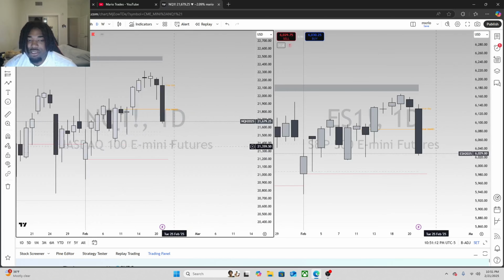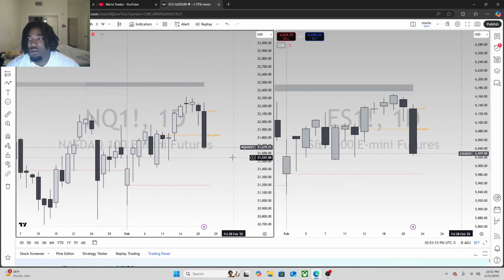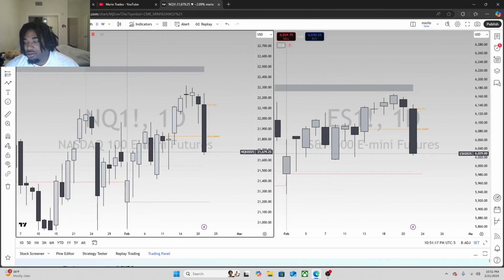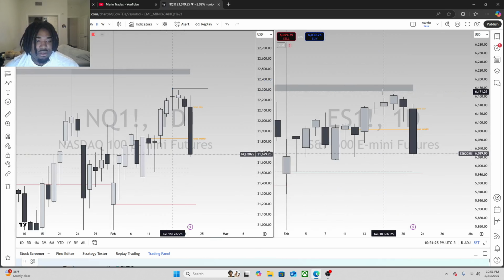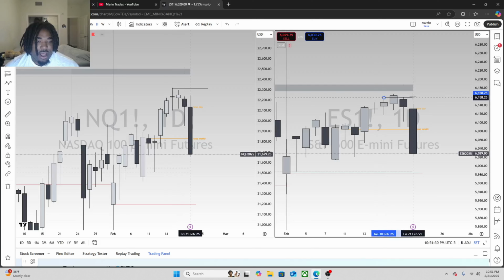So I took two trades today, but I'm going to start off on a weekly time frame. So we got NQ and ES next to each other. If you look, you got Tuesday right here on NQ, put in the high of the week, never got swept. And then you have Tuesday on ES, high got swept.